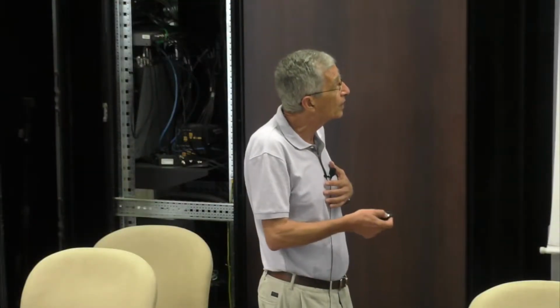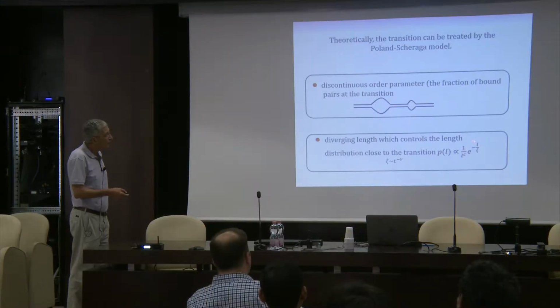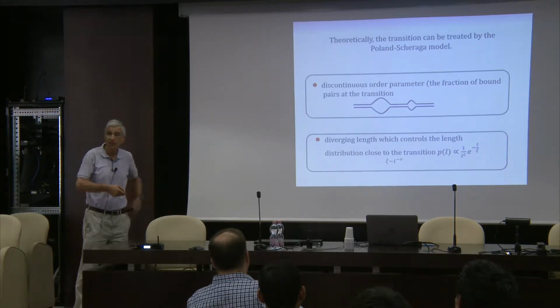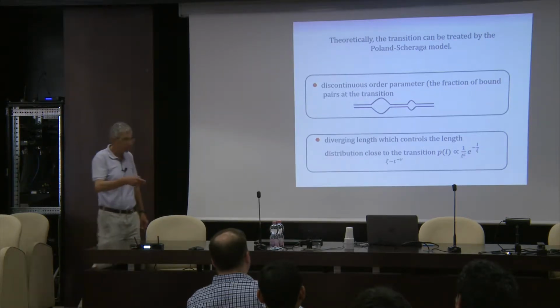If you look at these bubbles and at the distribution of their length at the transition, it goes like e to the minus L over xi, with some algebraic correction. But there is a length xi, and this length diverges at the transition. So there is a diverging length and there is a discontinuity.